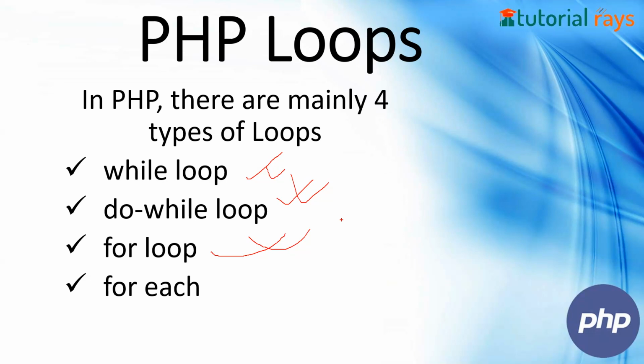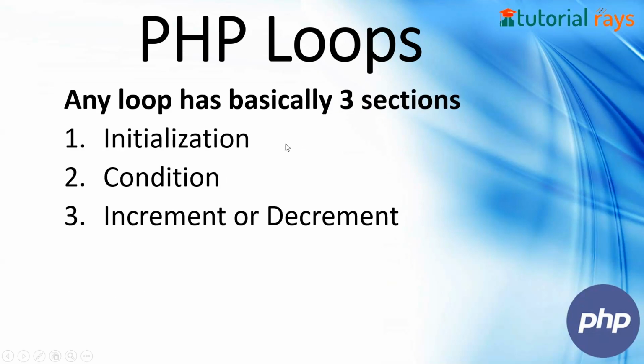In case you know C, C++, then it would be really very easy for you to understand. But in case you don't know, don't worry at all. You can easily understand this. Just follow the video step by step. Foreach is for key value iteration. I will also explain that in this video. So guys, let's move ahead. Any loop has basically three sections: initialization, condition, increment or decrement.